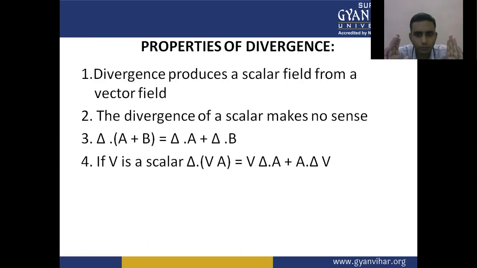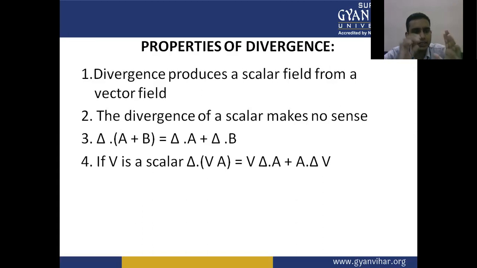Next, the properties of the divergence. In the previous part, we already discussed the properties of the gradient, and now we have the properties of the divergence. So don't be confused between the divergence and the gradient. These two terms are different. The divergence produces a scalar field from a vector field. The divergence of a scalar makes no sense.